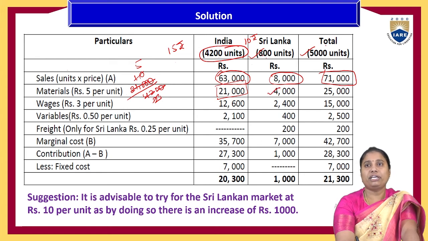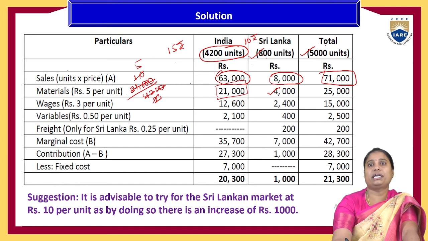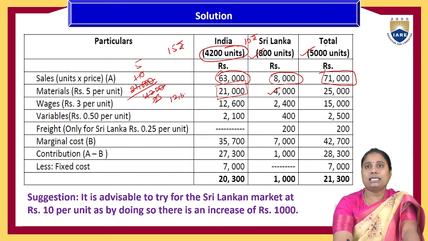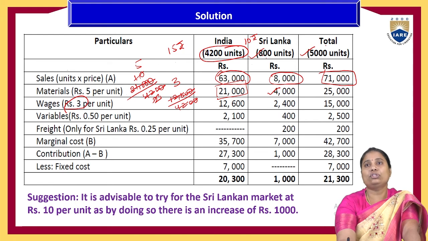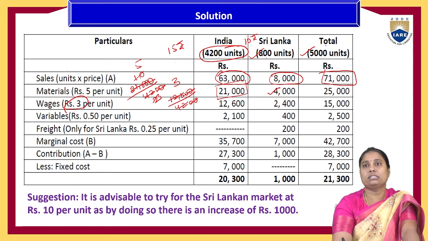And wages, 12,600 rupees is the amount they are spending as wages for 4,200 units. So 12,600 divided by 4,200 units is equal to 3 rupees. Each unit's labor charge they are paying is 3 rupees. So for 4,200 they are spending 12,600, and for the 800 units they are going to be spending 800 into 3, that is 2,400. That is a total equivalent to 15,000 rupees.